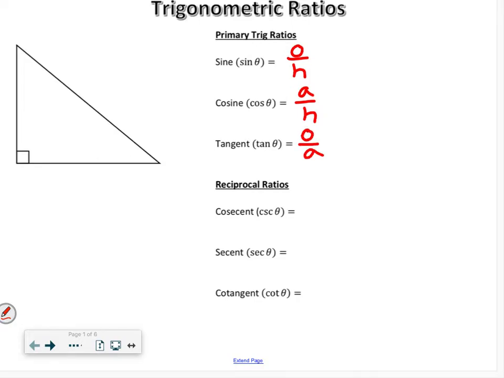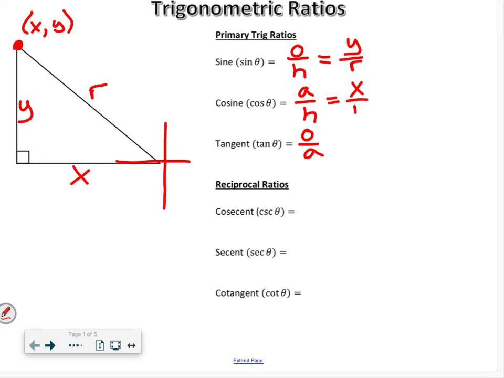Now, I also want you to recognize that if we're looking at this triangle, we can treat it as though we've got it on an axis, or we've got some point up here, and that point would be x, y. So this is the x, this is the y, and we actually call the hypotenuse the r value. So opposite over hypotenuse would be y over r, this would be x over r, and we'd have y over x for tan.